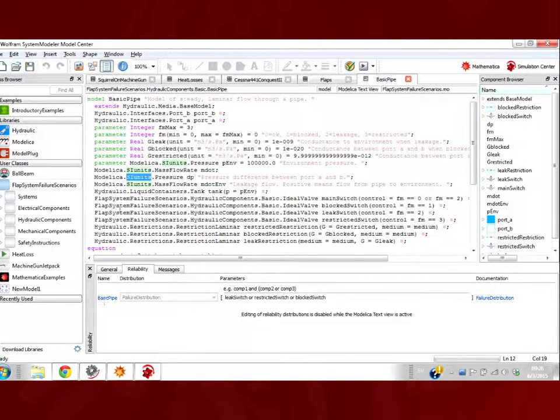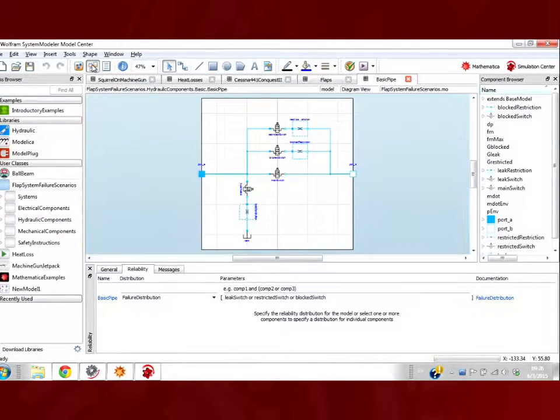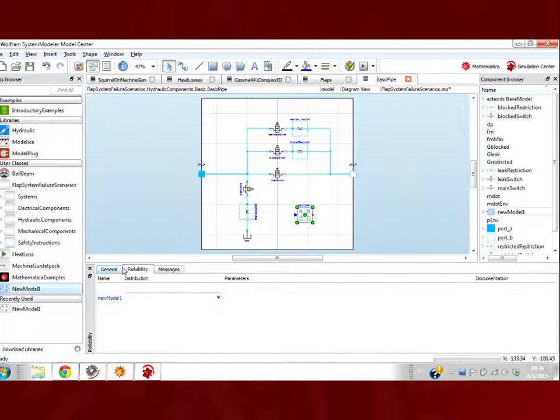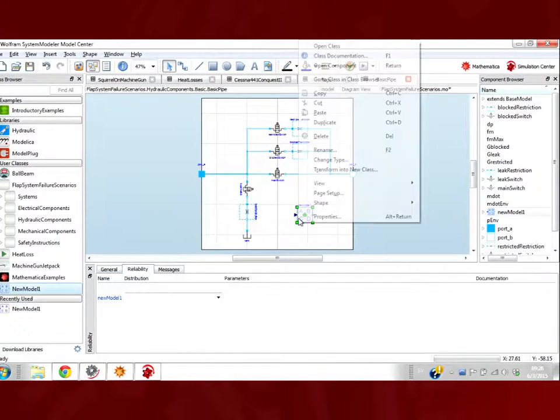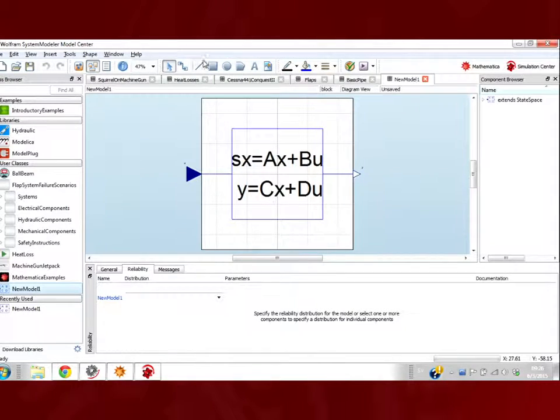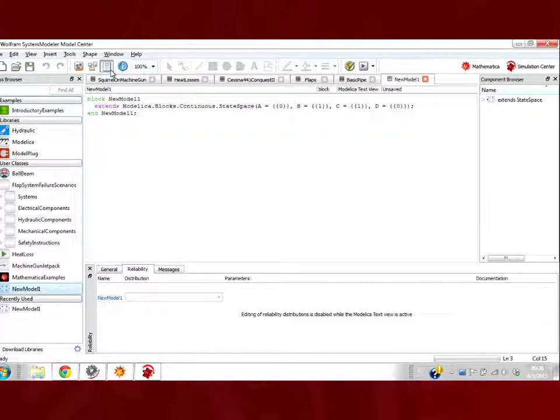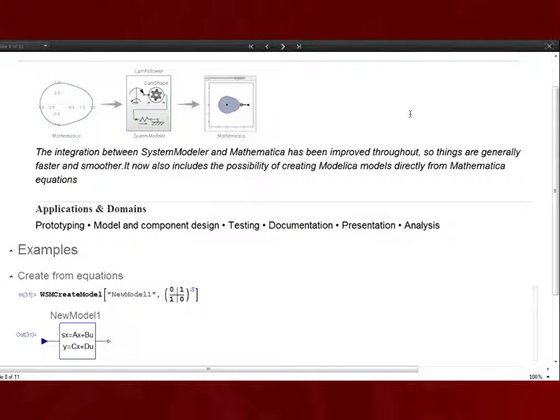So if I go to SystemModeler now, I can see among my user classes, I have this new model 1 here, and I can drag and drop that and connect that into the rest of my system, just as any other component in Modelica. I can then go in, of course, and look at what happened, how this is constructed. And in the Modelica world, this actually is a very simple model where we are inheriting from a state space model and setting the parameters that we gave it from Mathematica. But we don't need to know that. It just happens for us.